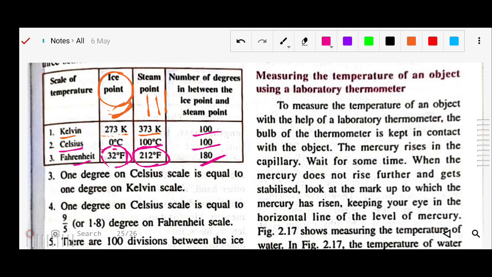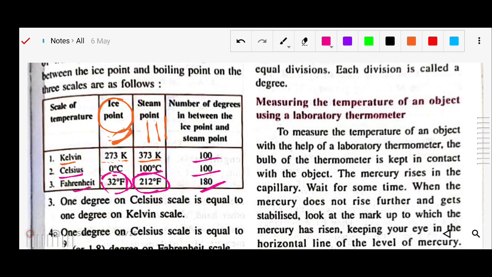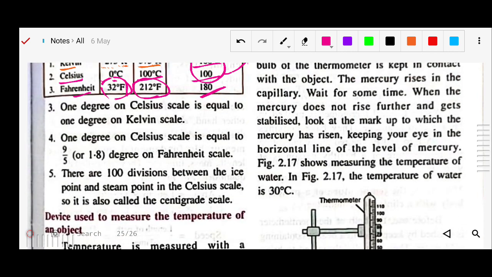So from this table, what do we conclude? 1 degree on the Celsius scale is equal to 1 degree on the Kelvin scale, right? The reason is that the gap is 100. The gap is the same. That's why a Celsius degree equals a Kelvin degree. Second, 1 degree on the Celsius scale is equal to 9/5 or 1.8 degrees on the Fahrenheit scale.